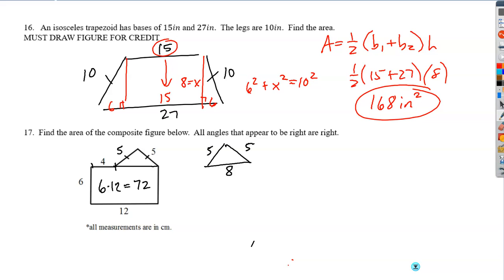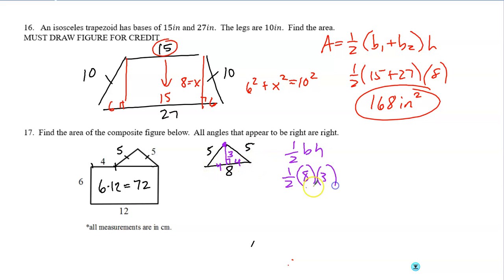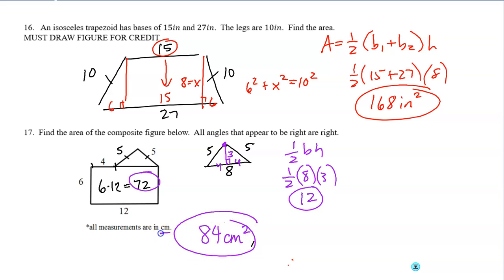Okay, now what do? This is an isosceles triangle. So we need to drop an altitude, which splits the base into 4 and 4. And this is a special triangle. This is a 3, 4, 5. So this is 3. So then just this triangle is 1/2 base times height. The base, the whole base, careful, is 8. The height is 3. So I get 12. So that part's 12. This part's 72. So your final answer is 84 square centimeters, because they did say here everything was centimeters.